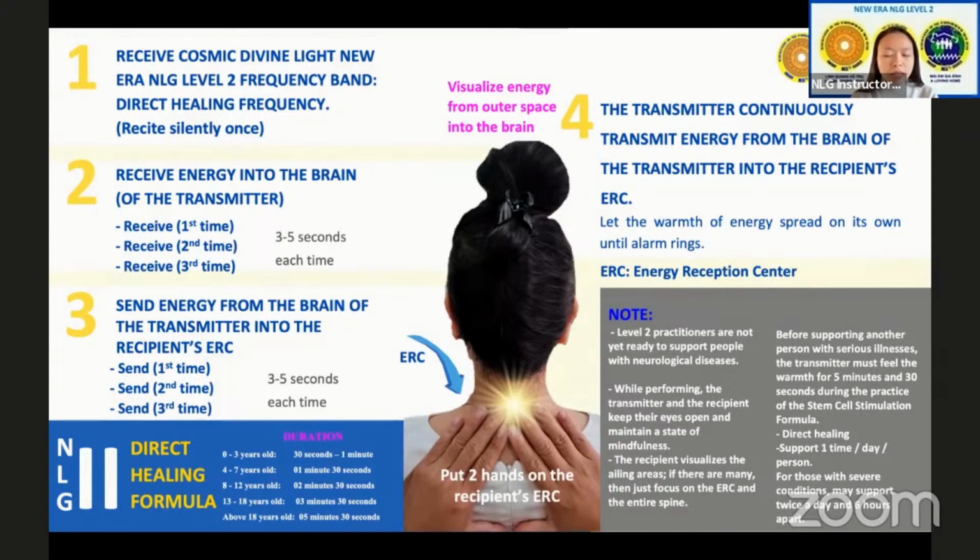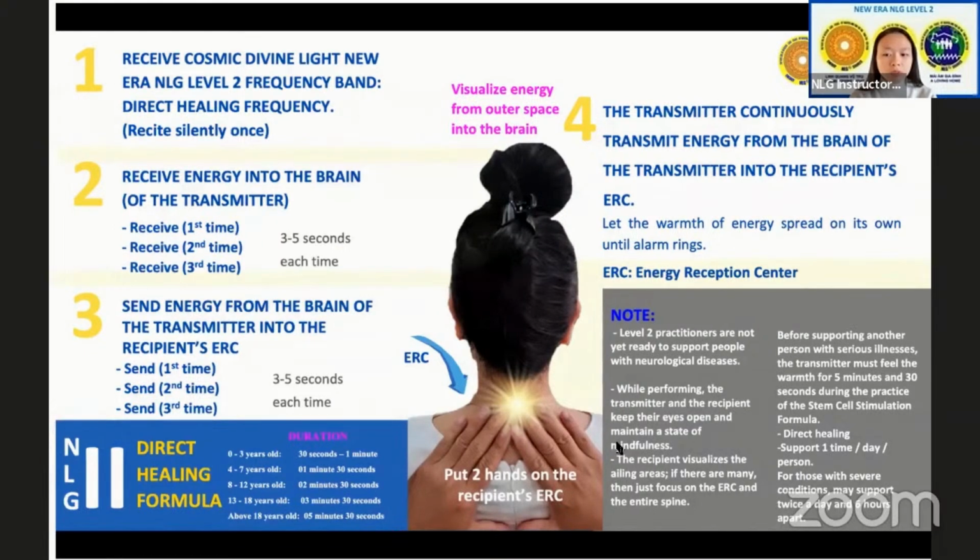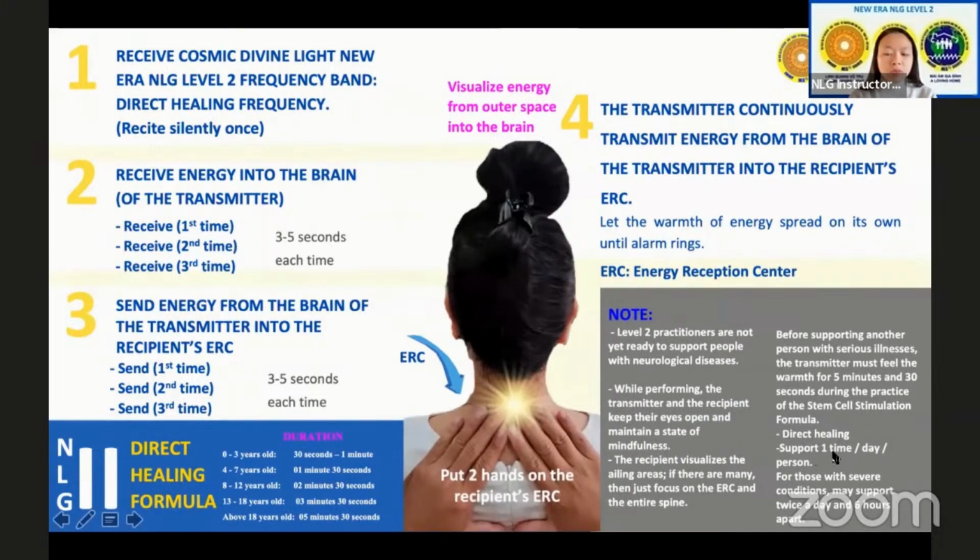Okay? Now, because you do need to put your two hands on the person's ERC, you need to inform them so that they know that that's something that you will do. And you can support the person 1 time a day per person. And for those with severe conditions, you can support them twice a day, 6 hours apart.